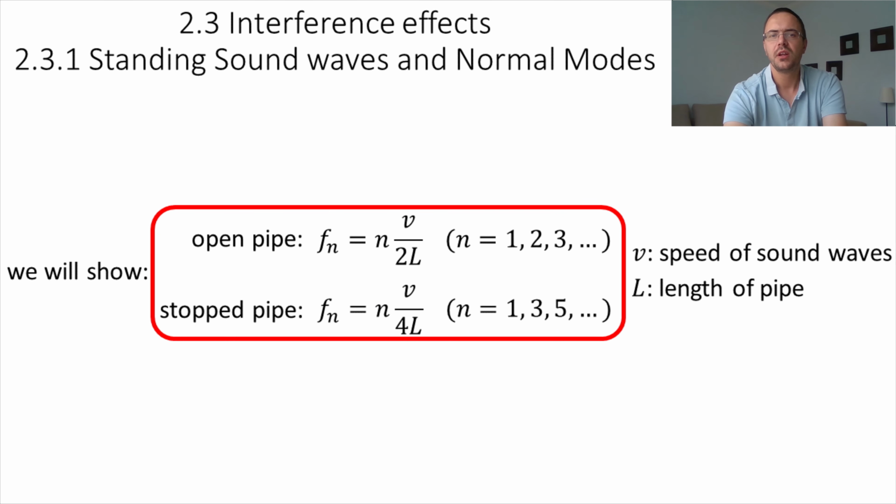Now, in this video, we will show that the standing sound waves in a pipe have frequencies which can be calculated by these two formulas. One is for an open pipe, and the frequency is nv over 2L, where n is an integer. And for a stopped pipe, we have nv over 4L, where n is an odd integer. And in these relations, v is the speed of sound and L is the length of the pipe.